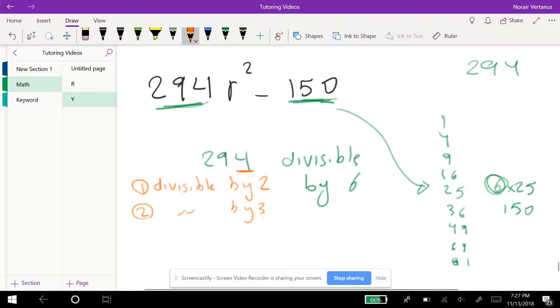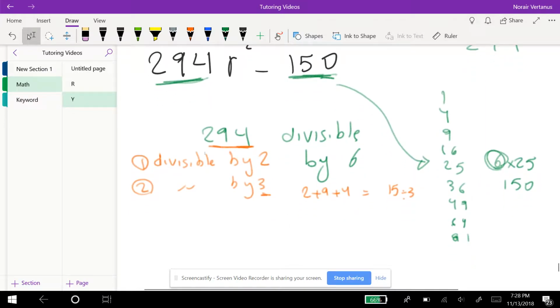Is 294 divisible by 3? The rule for 3 is you add the digits: 2 plus 9 plus 4. If you add them, you get 15. 15 is divisible by 3, therefore 294 is divisible by 3. So I know now 294 is divisible by 6.